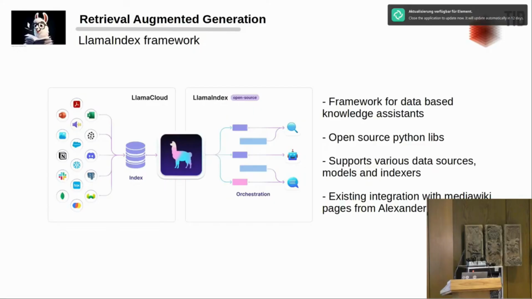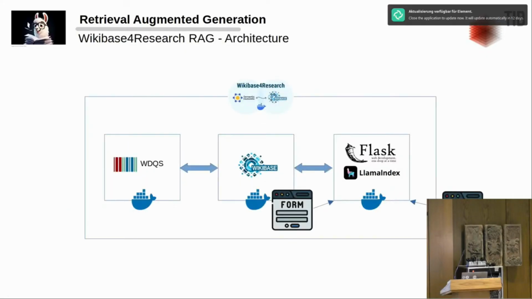And our opportunity was that we already had a prototype that was developed at the TIB by Alexander Gezin, which was the integration of llamaIndex in MediaWiki to use articles as unstructured data. And our goal was to integrate llamaIndex into Wikibase for research.